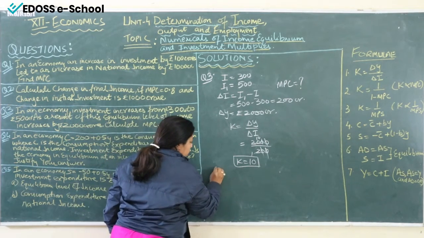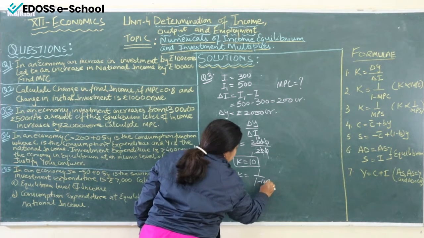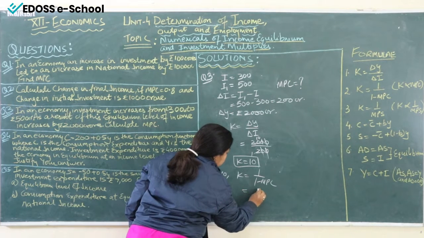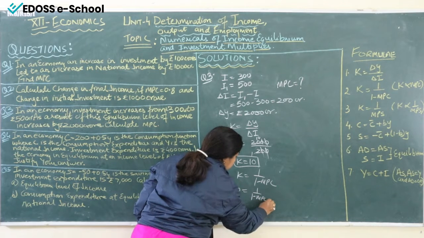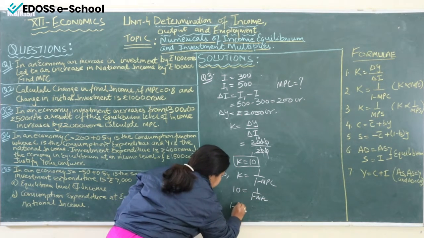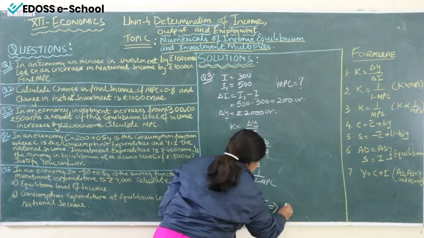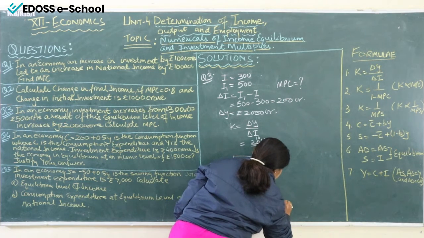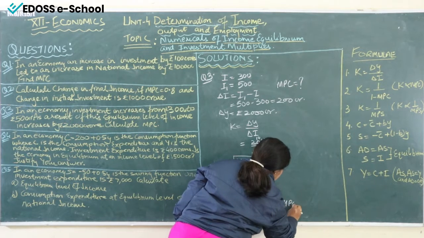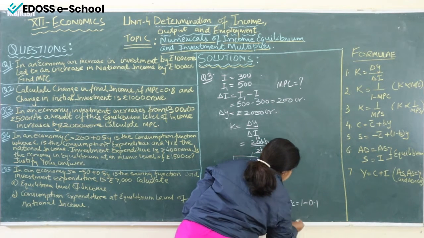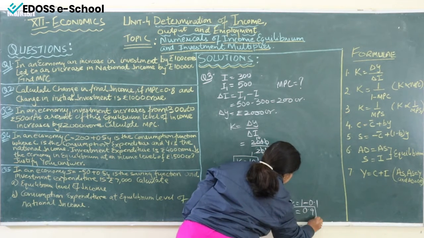Again we are going to take the formula of K also. K is equal to 1 upon 1 minus MPC, that is K is 10, so 1 minus MPC is equal to 1 upon 10. Then 1 minus MPC is equal to 1 minus 0.1, that is 0.9. So MPC value is 0.9 here also.